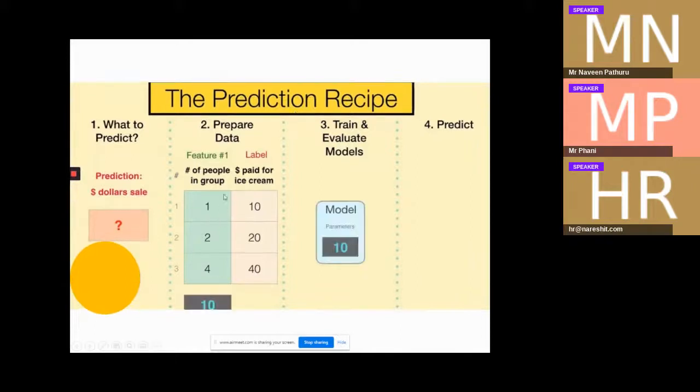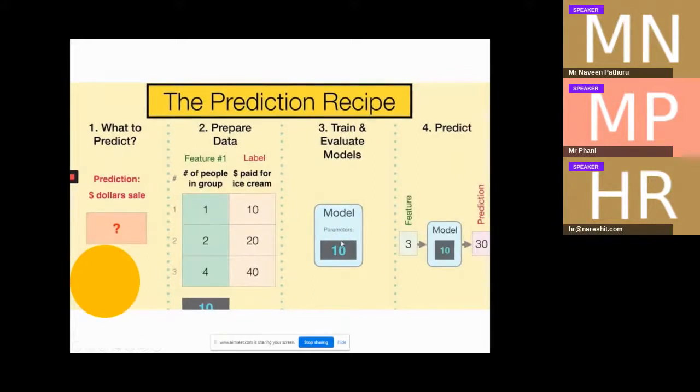Then ideally, you give the data to an algorithm, and it will calculate the weight. Now you will use that. You will try to understand: if 3 customers are coming, they will spend $30. This is called the steps. The prediction recipe is what we are calling it.